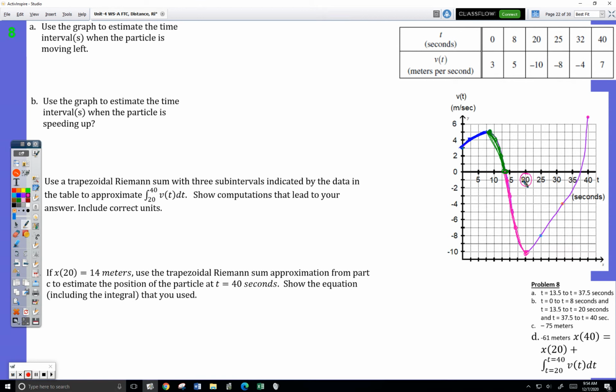The velocity is still negative. So, let's do bright green. Velocity is -10, then say -8, -6, -4. So negative means the particle is still going left, but as the particle is going left, the speed is going from 10 to 8 to 6 to 4 back to 0. So during the bright green, the particle is slowing.